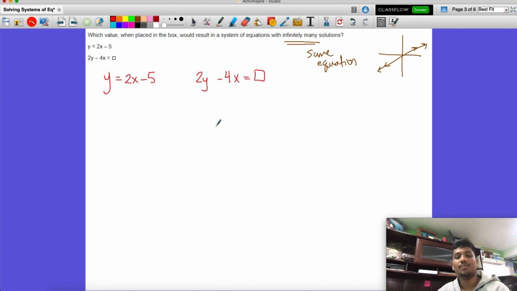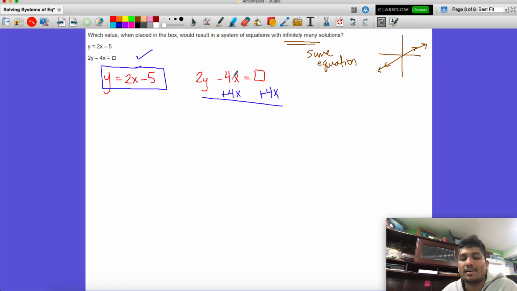All right, so you know what I think we should do? I think we should put them both into y equals mx plus b form because I think that's what most people are used to seeing. So this one was already good. To make this, let's add 4x. I know there's a random box there, that's fine. So we get 2y is equal to 4x plus a box.